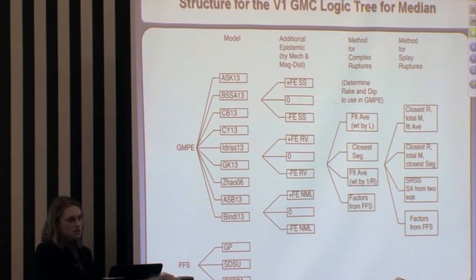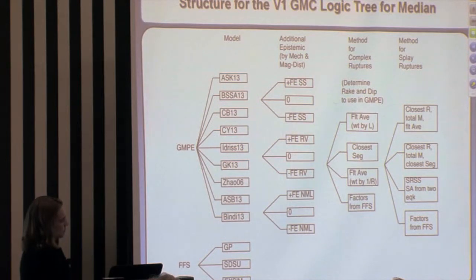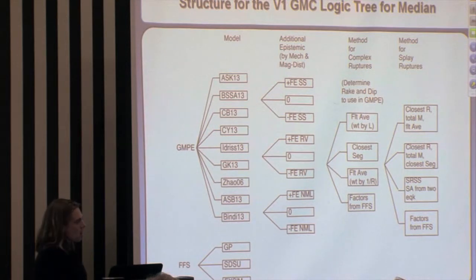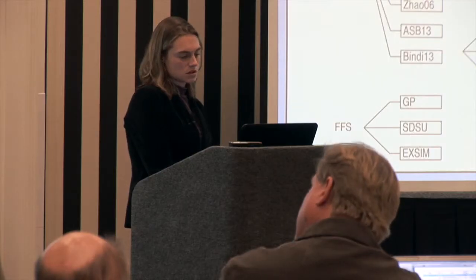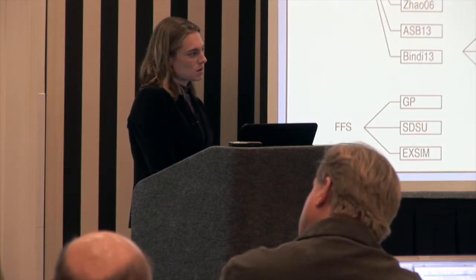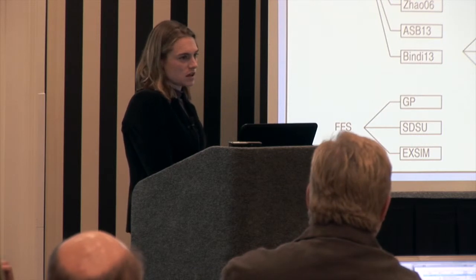The second branch deals with this additional epistemic uncertainty here in the middle. Due to our expanded scope, we need to expand how we're dealing with the epistemic uncertainty. So we need models that can be applied for different mechanisms and over a variety of magnitude and distance ranges. And then the last two branches deal with how we're going to compute ground motions for the complex rupture cases and the splay fault rupture cases.